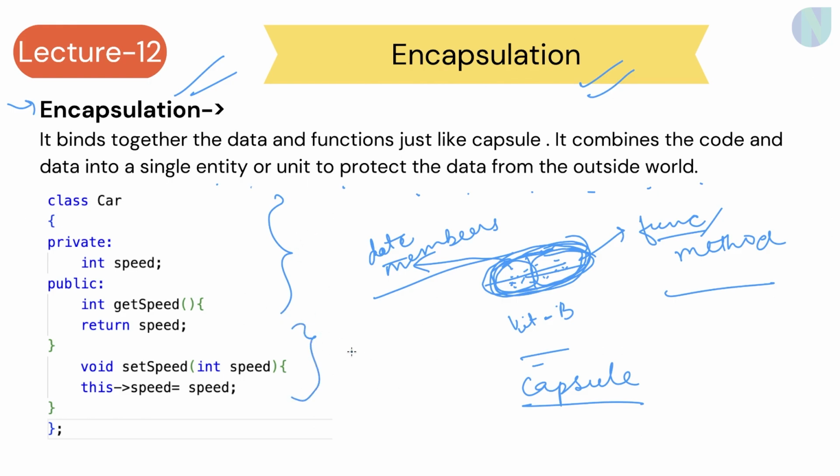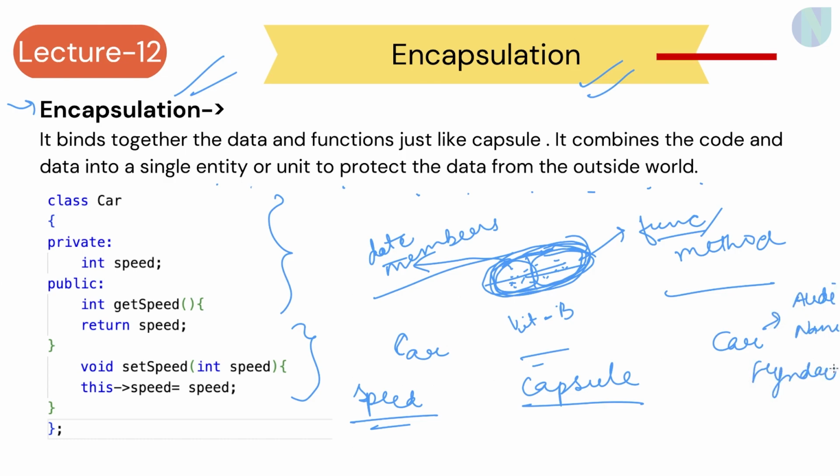Consider that I am having a car class and I am having a property of the car called speed. Consider that my car is Audi, Nano, Hyundai, etc. I really don't have much knowledge about cars, so consider any of the cars. They might have some speed, like the average speed of the car would differ according to the cars.